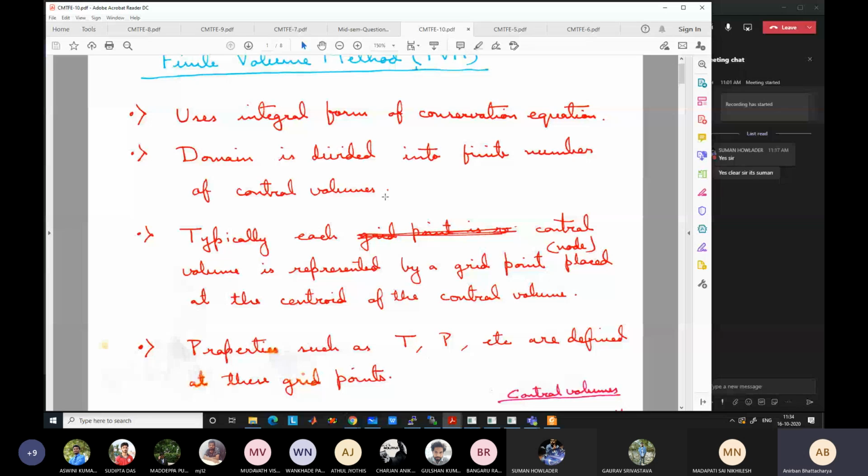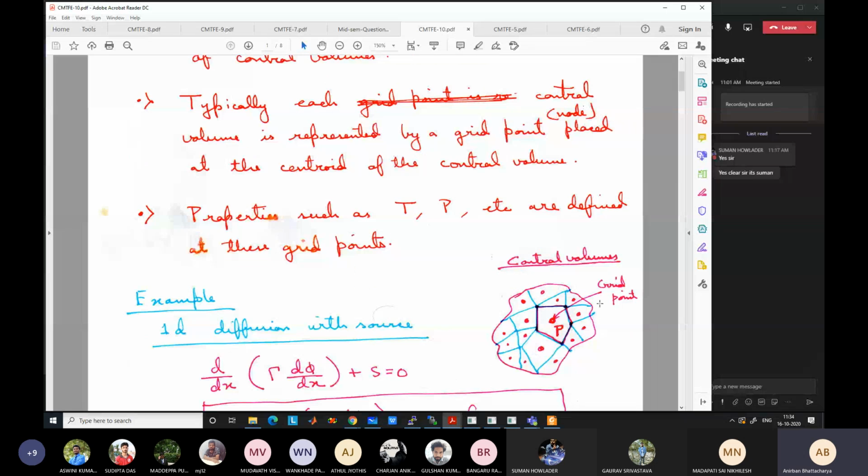Typically, each control volume is also represented by a single grid point, which some people may call a node, but in CFD language we generally call it a grid point for FVM, the finite volume based method. For FEM based methods, these are typically called nodes, and the control volumes are called elements. So elements and nodes are generally used for the finite element type of method, and for the finite volume type of method, we generally call them control volume and grid point.